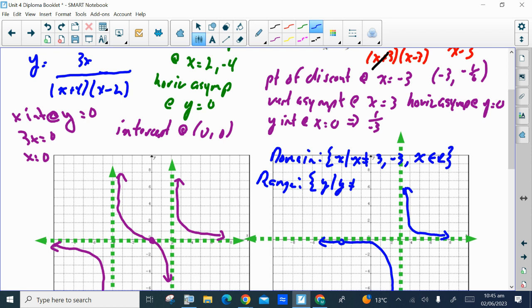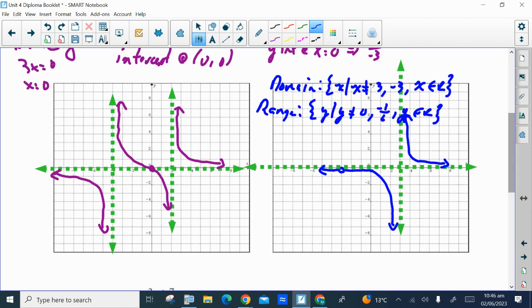Y cannot equal 0 from our horizontal asymptote and -1/6 from our point of discontinuity. When you draw the graphs, you have to clearly show your asymptotes. You also have to clearly show that point of discontinuity. Some of you lost a half a mark on the exam because you didn't show asymptotes or you didn't show the point of discontinuity for the graph on page 2. You need to show those.